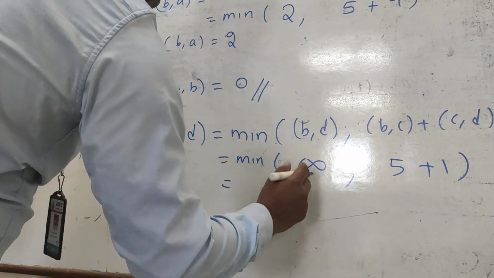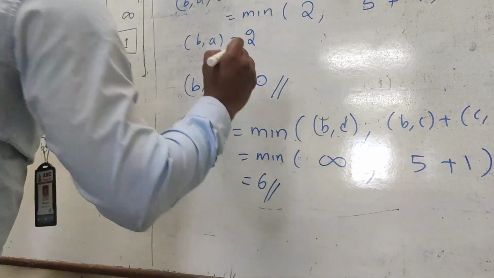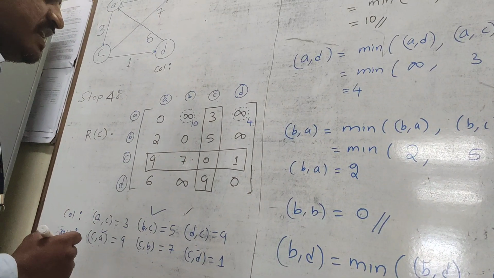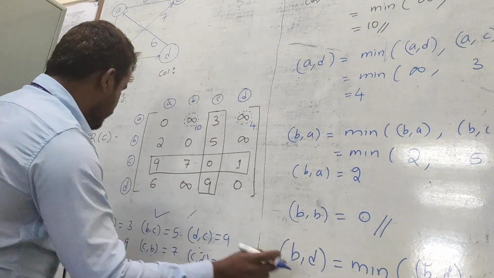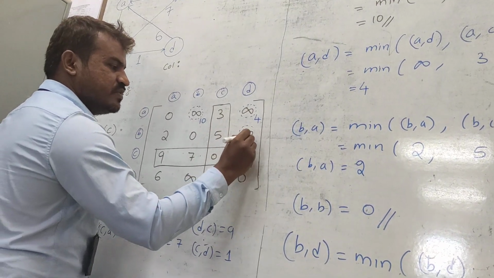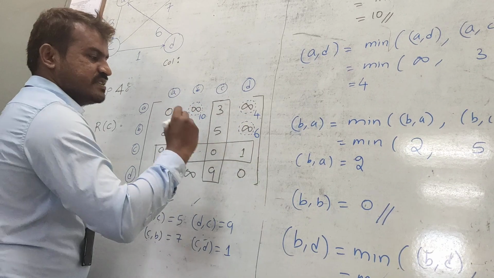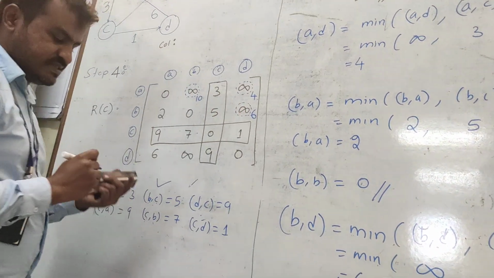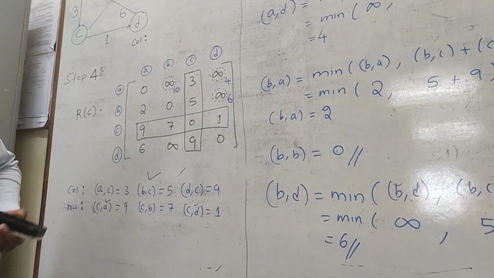Is 6 the minimum, or is infinity the minimum? Anyway, 6 is the minimum. You have to consider it like that. Then B to D, where is B to D? Yes, this one. I am replacing that one with 6. Infinity replaced by 6. Like that you have to calculate.